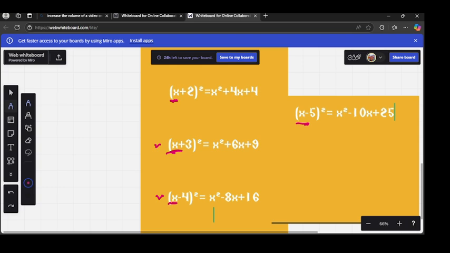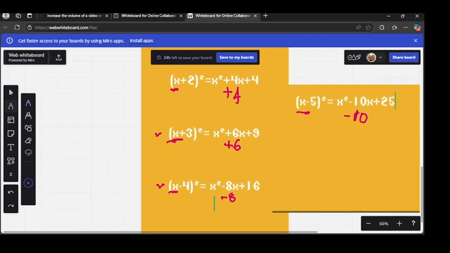So just watch closely. Let us look at the coefficient of the x term. That is the number beside x, not x squared but x. So the coefficient of x here is plus 4. The coefficient of x here is plus 6. The coefficient of x here is minus 8. The coefficient of x here is minus 5, so minus 10.